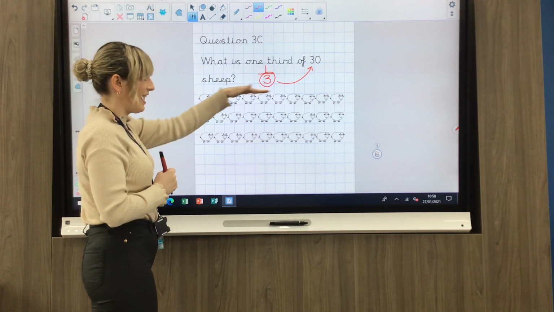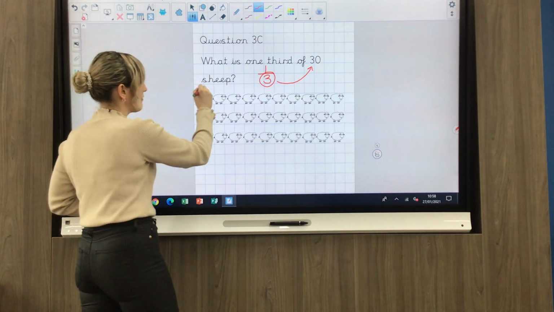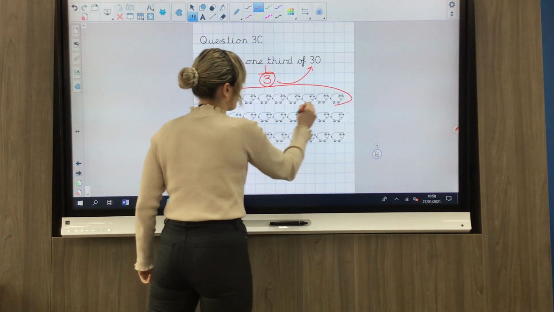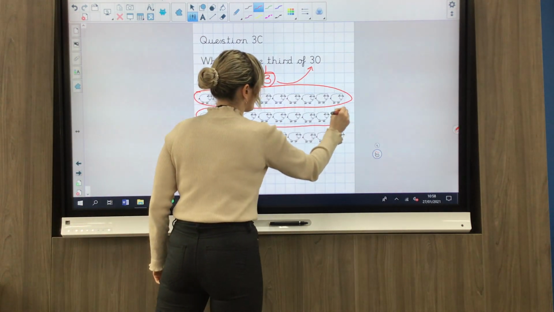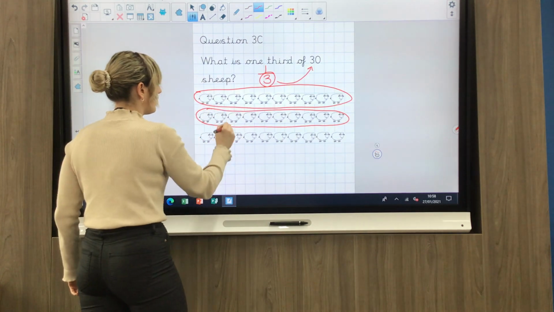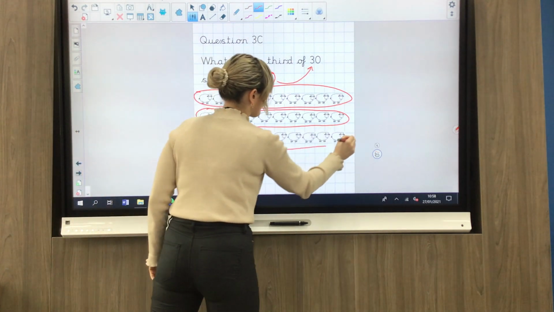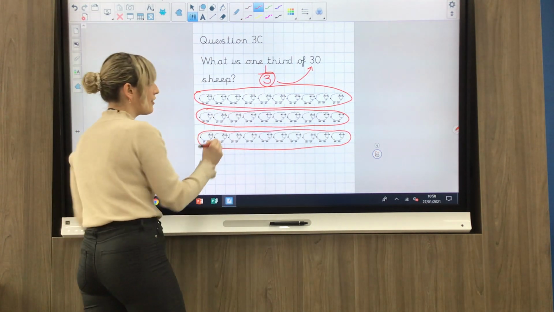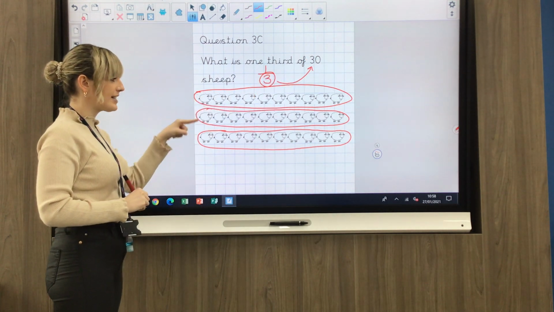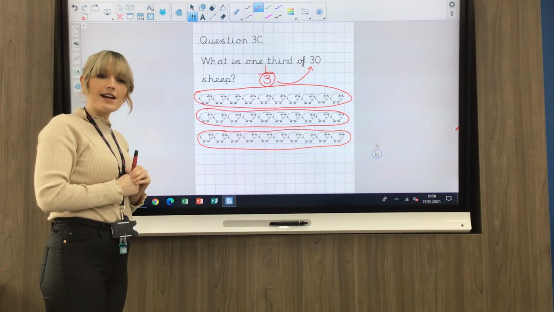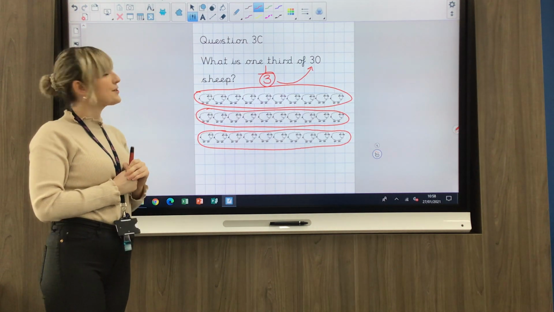I can see them in lines, in rows, so horizontally. So I've got 1 group, 2 groups, 3 groups. Okay, so my 30 sheep are split into 3 equal groups. So they're split into thirds.